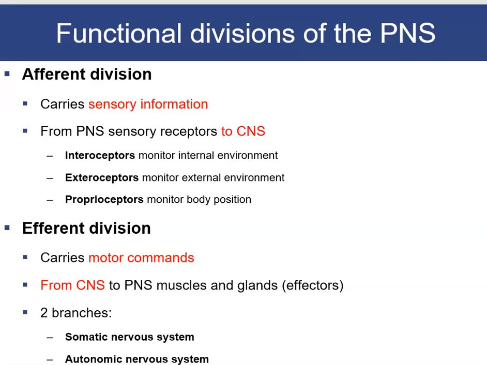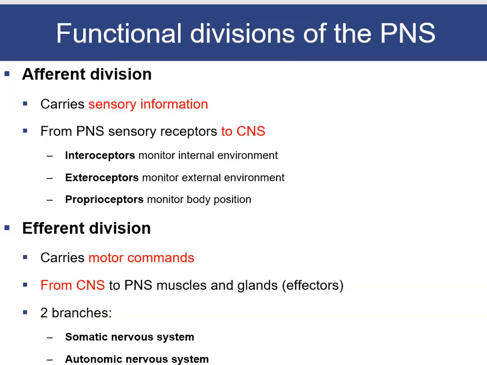The peripheral nervous system is further broken down based on function. There are two functional divisions. The afferent division, afferent means sensory, information arriving, A for arriving. The afferent division carries sensory information from the peripheral nervous system sensory receptors into the central nervous system. So this is all information arriving at the central nervous system. This information is coming from interoceptors that monitor our internal environment, exteroceptors that monitor the external environment, and proprioceptors that monitor body position.